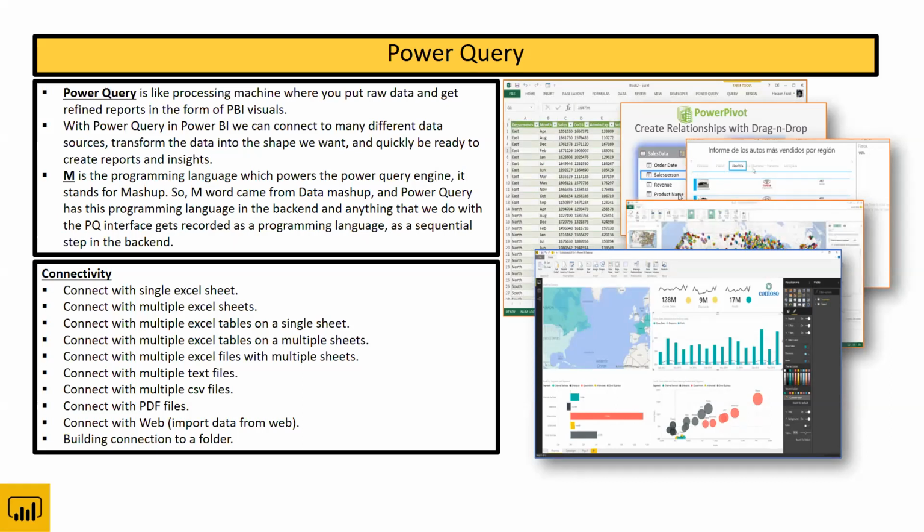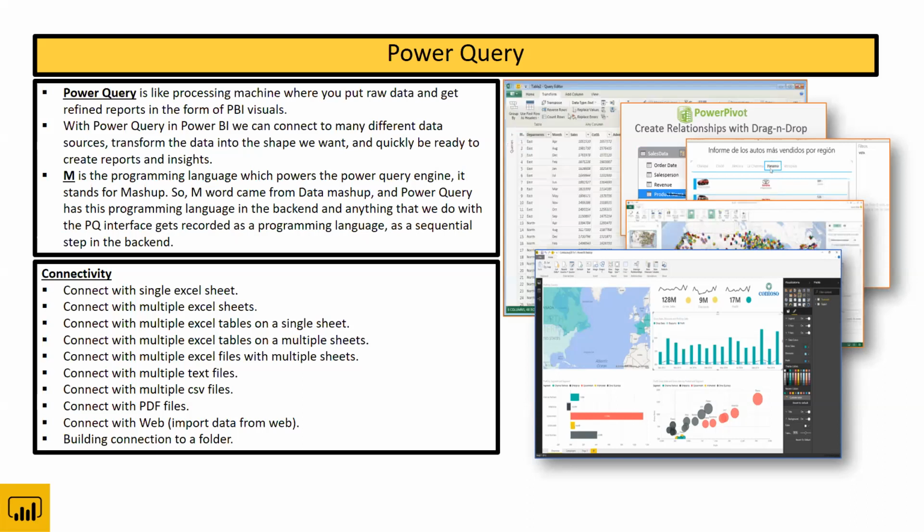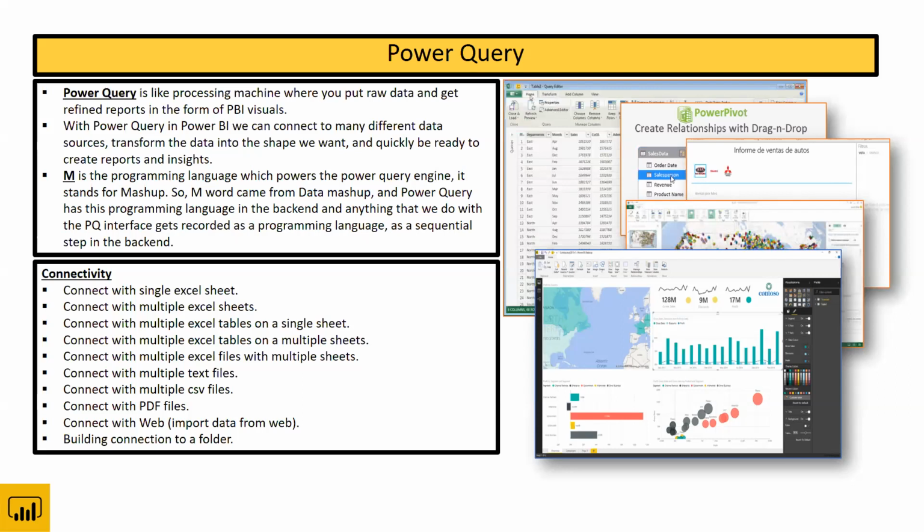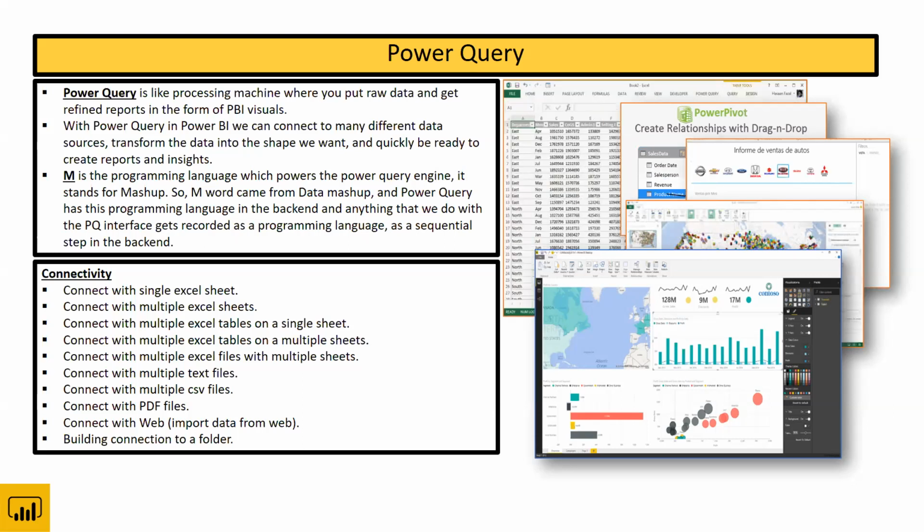M is the programming language which powers the Power Query engine. It stands for mashup. So the M word came from data mashup, and Power Query has this programming language in the backend, and anything that we do with the Power Query interface gets recorded as a programming language as a sequential step in the backend.